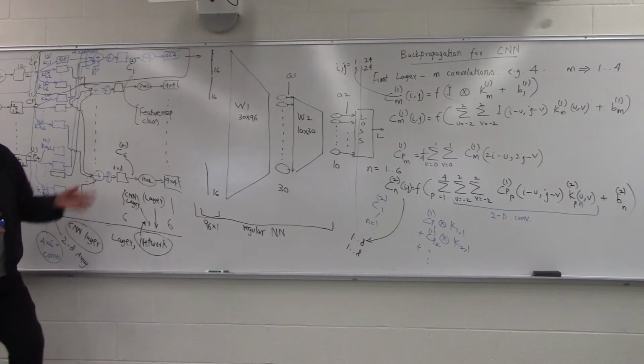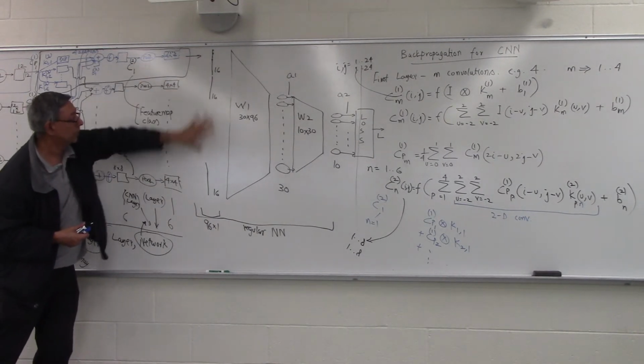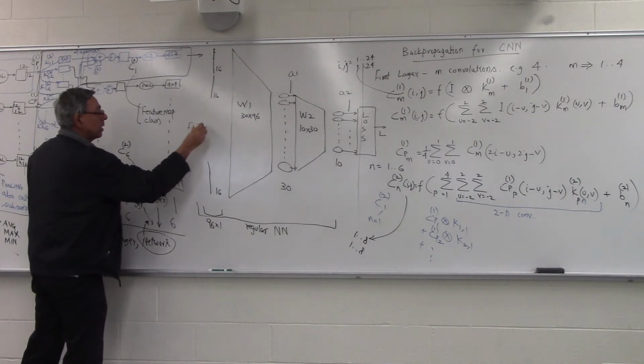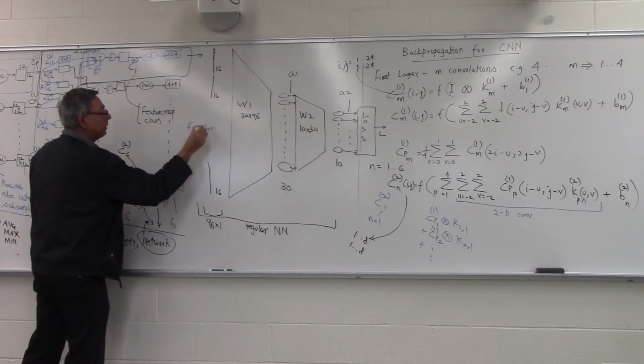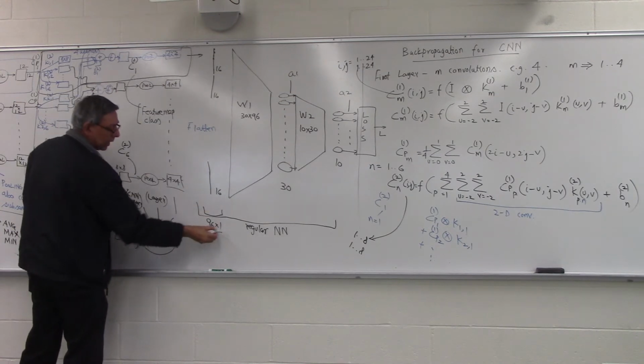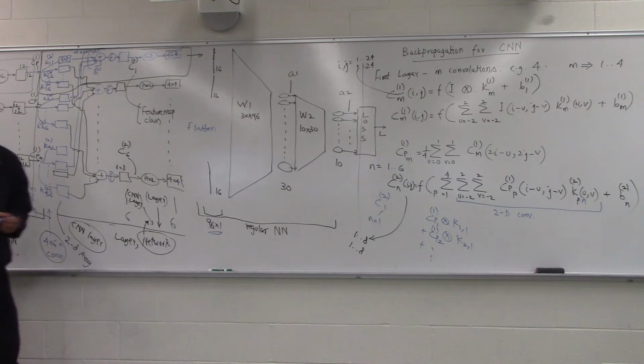Then the last part is simply converting them into, this is usually called the flattening. So we basically flatten all the 4x4 results over here into a single 96 by 1 vector. And then the rest of it is like a regular network. Right? Now, let's talk about the backpropagation.